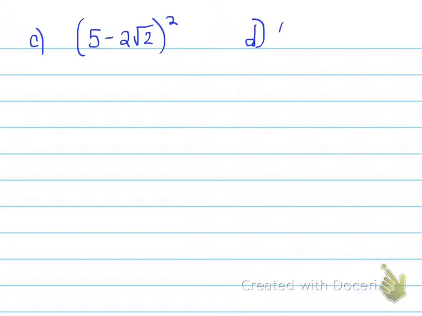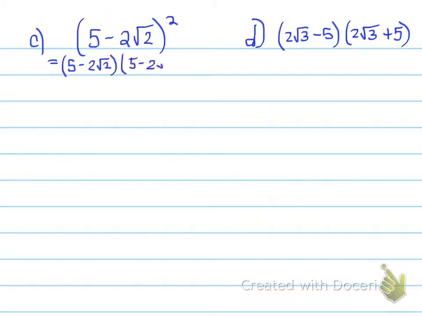Part C, one more question, or a couple more questions here, folks. Let's look at these. You need to expand that. How do you expand this? Well, you see the square. That means there's double of these set of brackets. So we write it out with double the set of brackets. Now, expand that as such.